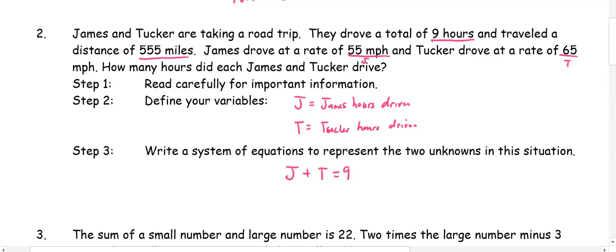Then when we get our rate of distance, however fast you're driving, 55 miles per hour, that means every hour you're going 55 miles. So we can multiply it by the number of hours that each person drives to get the total miles. So James drove 55 miles per hour plus Tucker drove 65 miles per hour. And when we multiply that out, we would get their total distance of 555 miles covered.